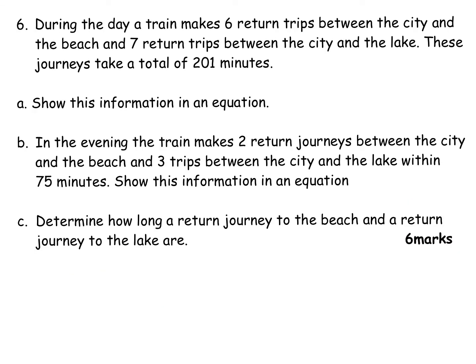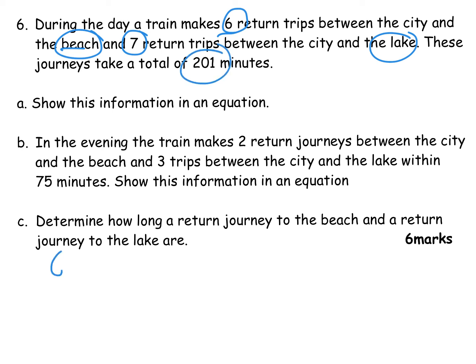Okay, next up, we have our simultaneous equations. Again, I'm not too keen on the wording for this one. But anyway, we've basically got a train that makes 6 trips between the city and the beach. So I'm going to underline the key information. So we've got 6 trips to the beach and 7 trips to the lake. This is what I did with this one the first time I did this question. So there's the key information. We've got 6 trips to the beach, 7 trips to the lake, and it takes 201 minutes.